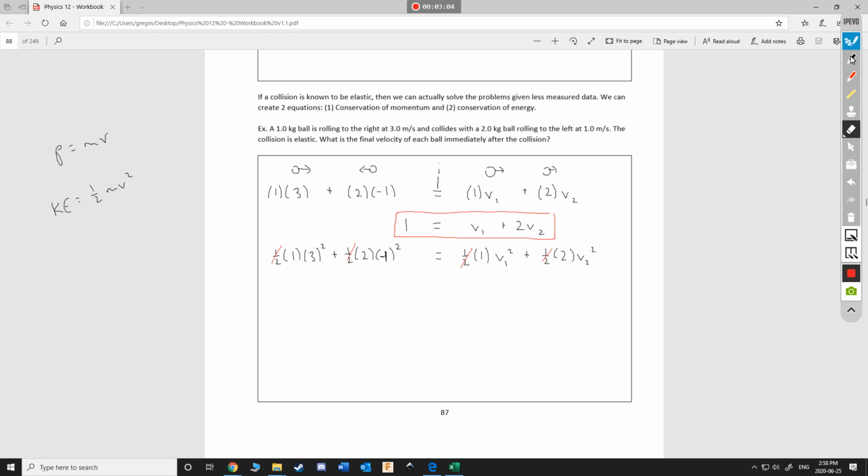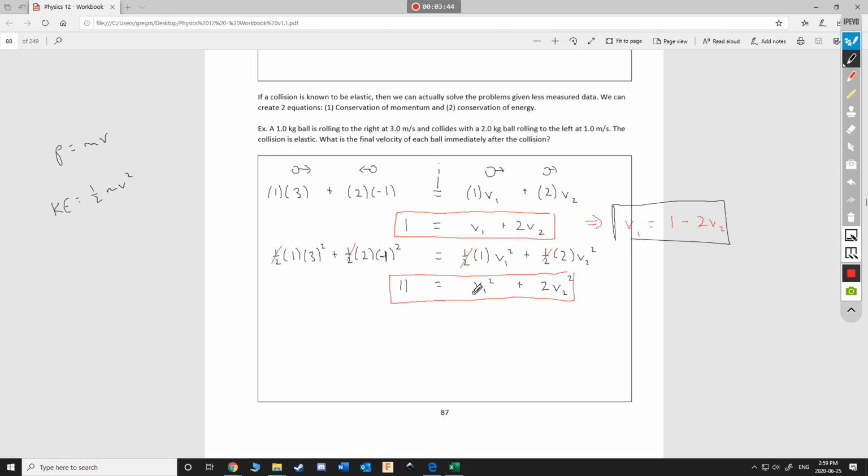11. Now on this side I have v1 squared plus 2v2 squared. So I have a second equation. This one's not linear though. So to solve this, we're going to have to do a little bit of substitution and a bit of math. It doesn't matter which one we do. We can plug in for v1. Let's try that. I can rewrite the first equation as v1 is equal to 1 minus 2v2.